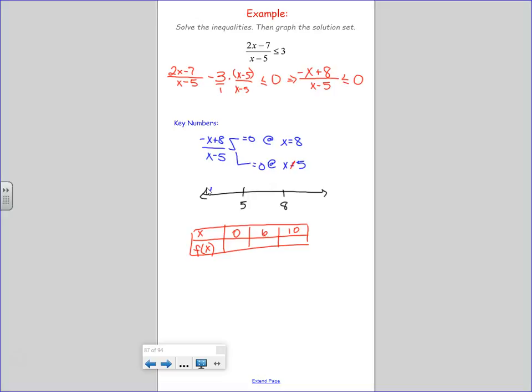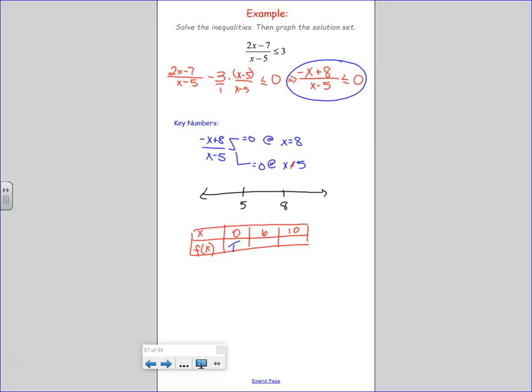I'm going to take the 0, and I'm going to ask true or false. We're going to see if we can do it all at once. Careful. Plugging in 0: negative 0 plus 8 over 0 minus 5. A positive over a negative is a negative. Negative is less than or equal to 0. True. Got that one.